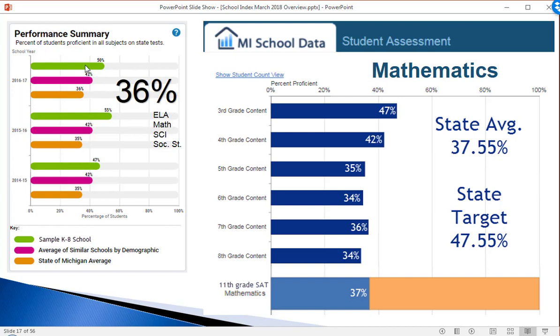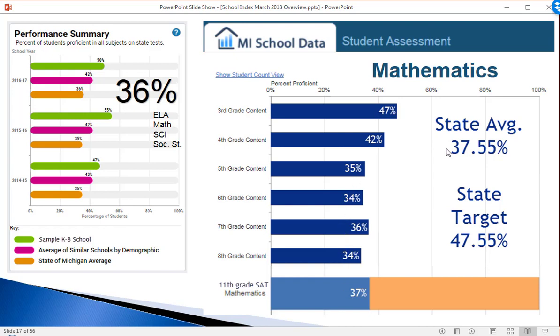And when you look at the dashboard at this sample K-8 school, you'll see that 50% of the school was proficient. That of similar schools, 42% of similar schools were proficient, and the state average is 36%. That's a 36% state average for a K-8 building in ELA, math, science, and social studies. The state average in math is actually 37.5%, so awfully close. ELA is a bit higher, science and social studies is a bit lower. And you'll notice that this state average is based on grades 3 through 8 and 11th grade.